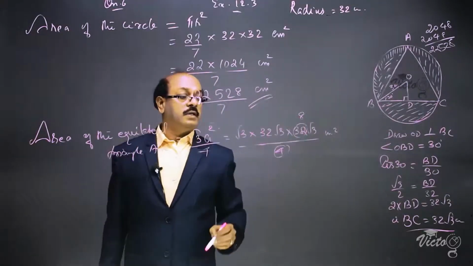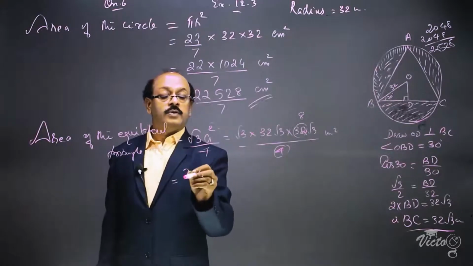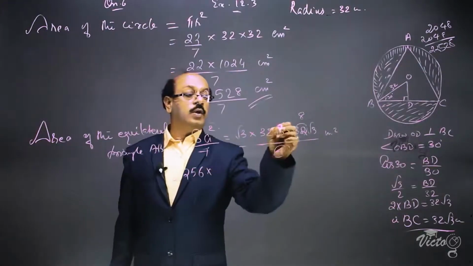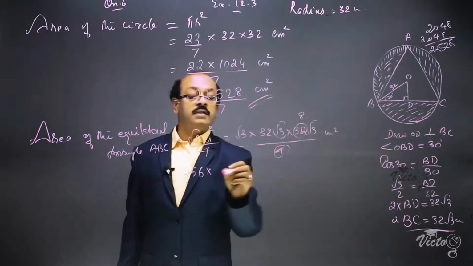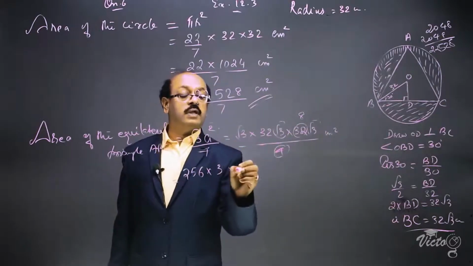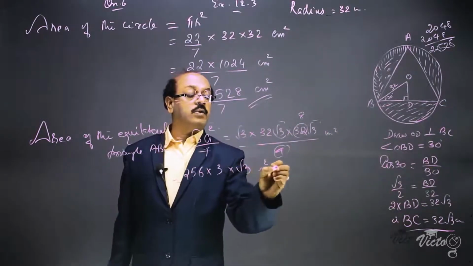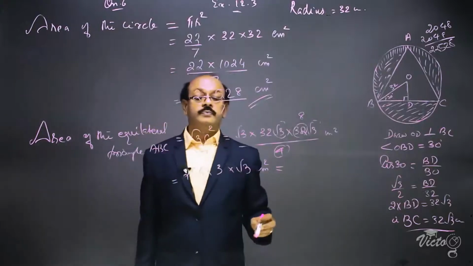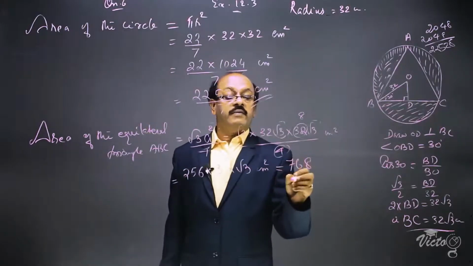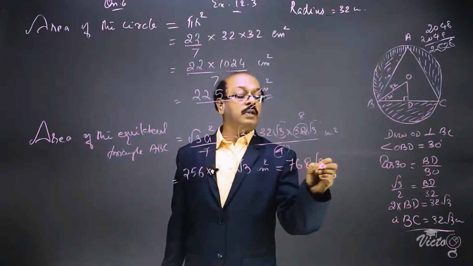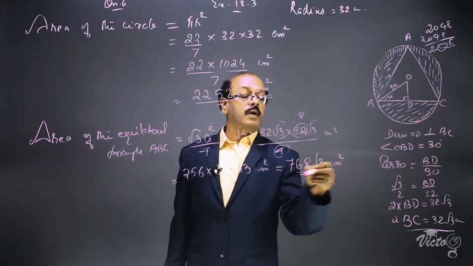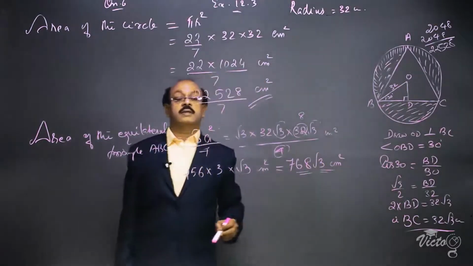32 into 8, it is 256, into root 3 into root 3, which is equal to 3, then 1 root 3 is here, centimeter square, which is equal to 768 root 3 centimeter square.